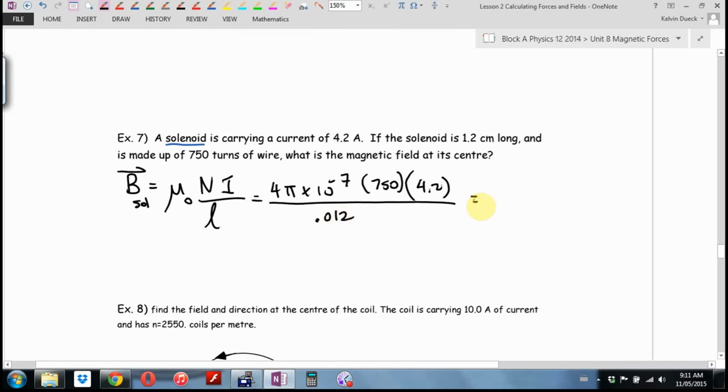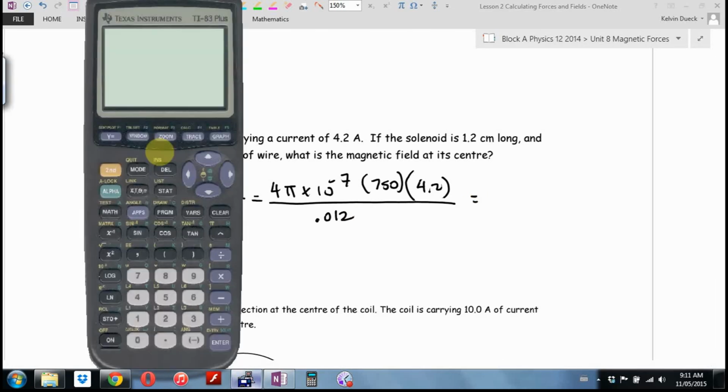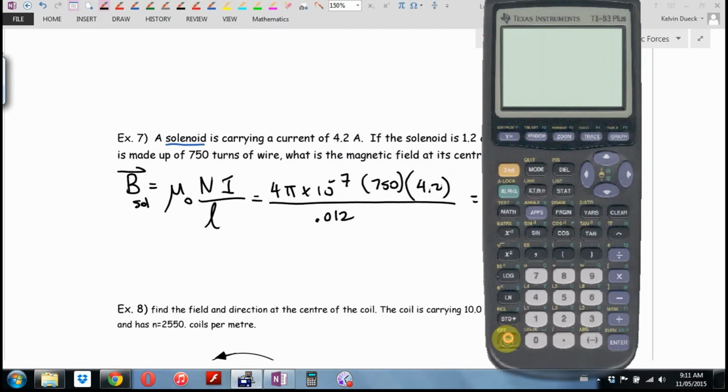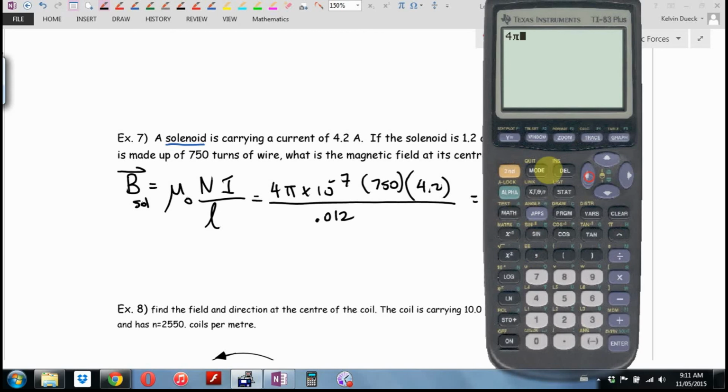Try typing that in. Some of you, the Casios, for example, you may get an error. If you do, let me know. On my calculator, I can go 4 pi, scientific notation button, negative 7 times 750 times 4.2 divided by 0.012. And I get that. Who gets the error?